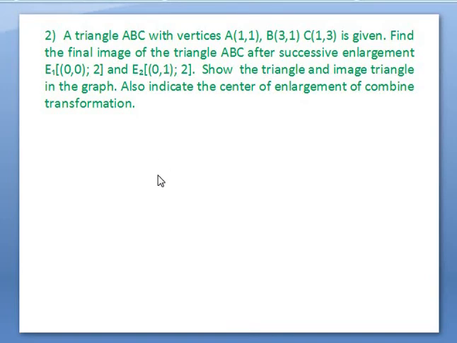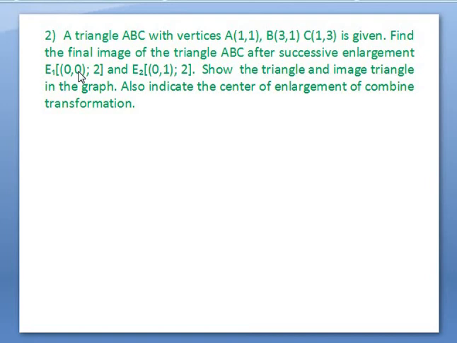And this is also a very long question of 5 parts. Look at here. It is a combination of 2 enlargements, but the center of enlargement is different: (0, 0) in the first enlargement E1, and in the second enlargement it is (0, 1). So we have to find the combined formula rule. You can do one after another, but it is easy to find.